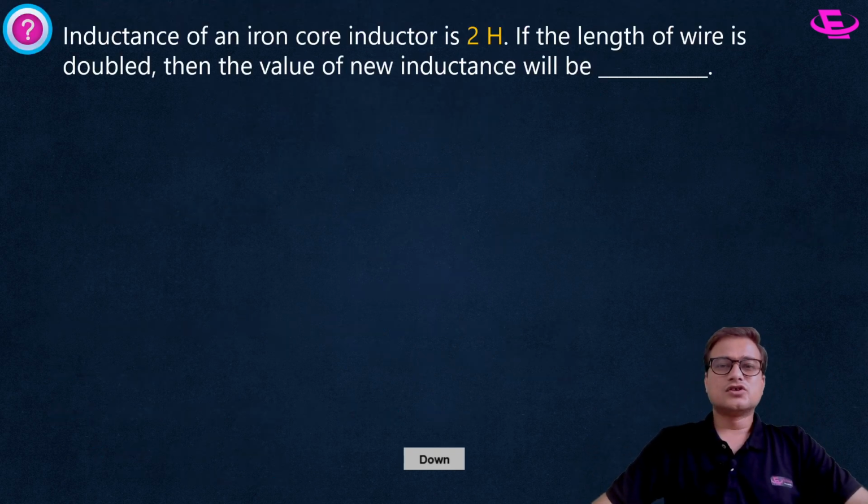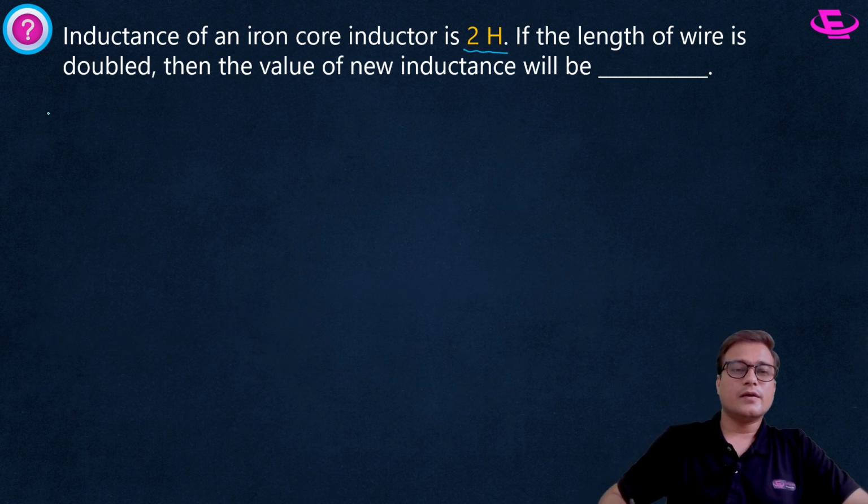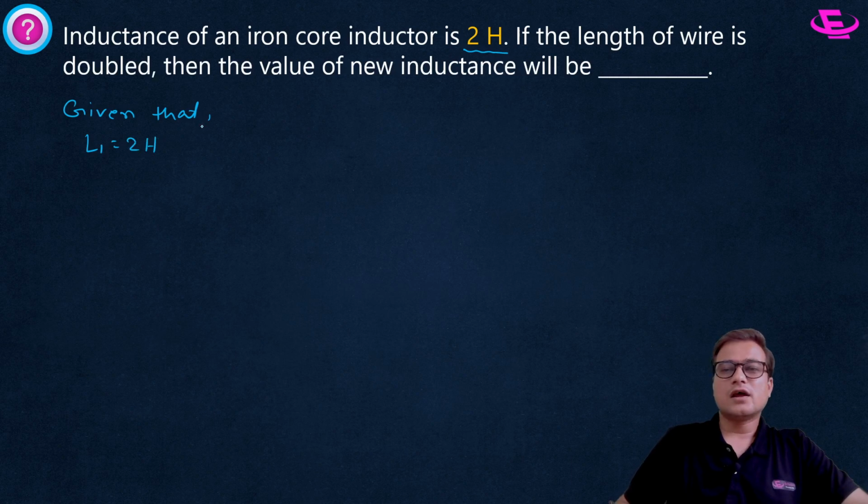Clear? So now let us have a question. The inductance of an iron core inductor is 2 Henry. Given that L1 equals 2 Henry. If the length of wire is doubled, then the value of new inductance will be?